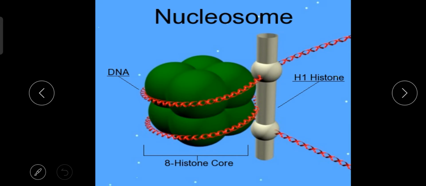Okay guys, so our today's topic is all about the nucleosome. As you can see in the diagram, this is the structure of the nucleosome. Okay, so what is nucleosome? So nucleosome is a complex structure which is formed by some positively charged protein called the histone protein and one double helical model of DNA, or one DNA double helix. Okay, so now move to the next slide.